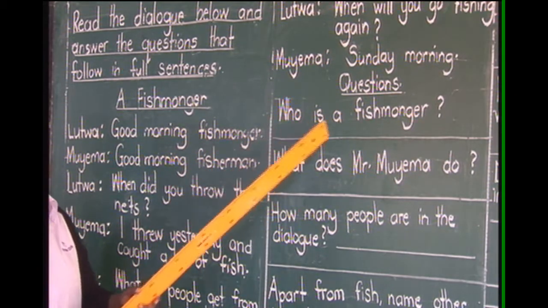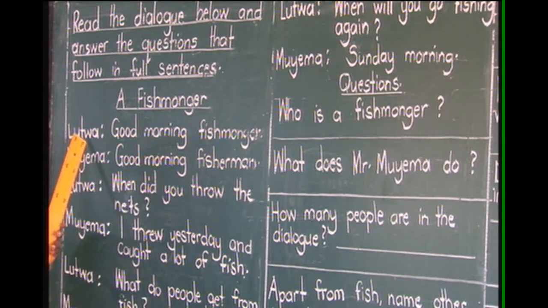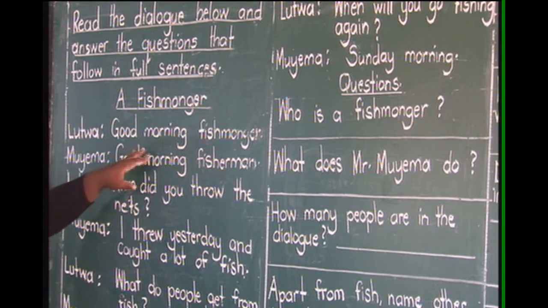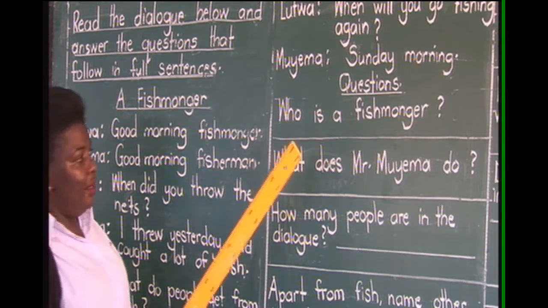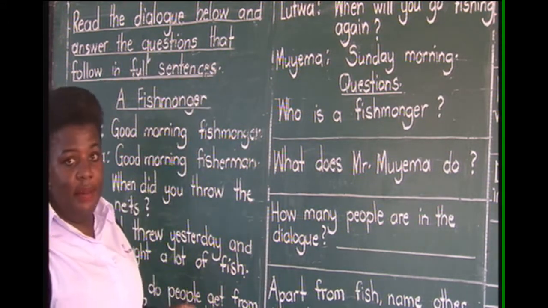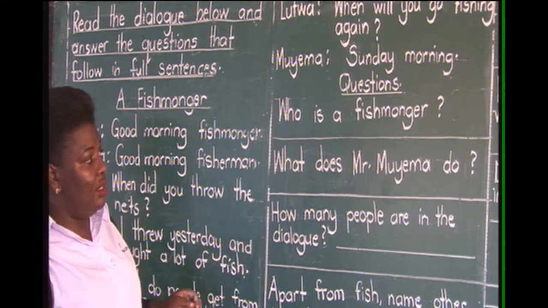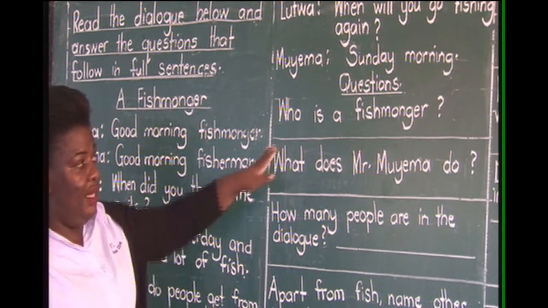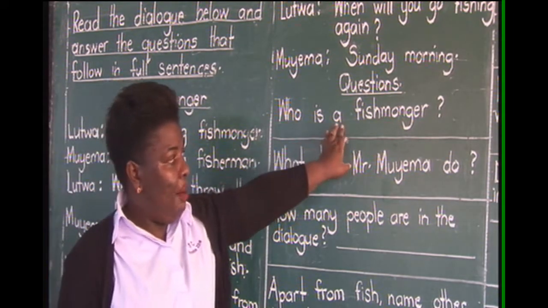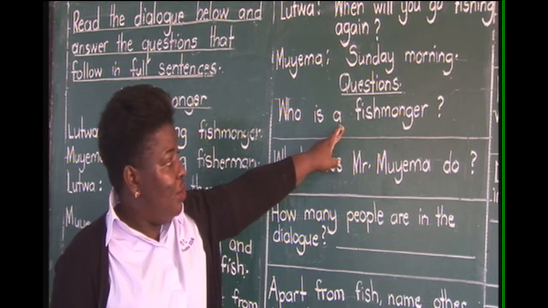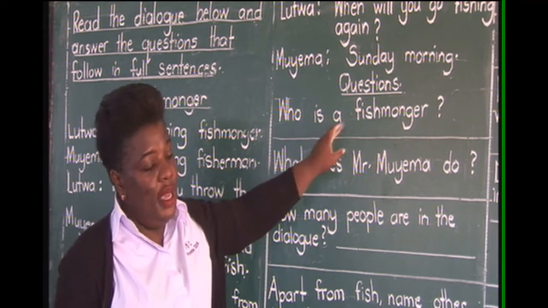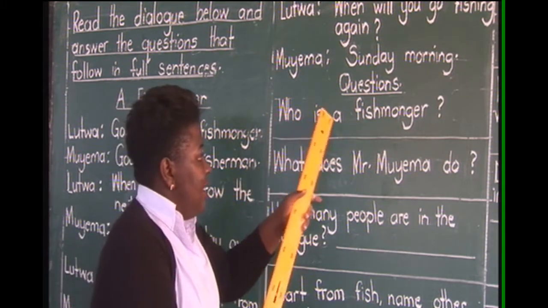So who is a fishmonger? We'll try the one who says, good morning, fishmonger. So who is a fishmonger? According to me, it's Moyema. Remember I told you when you are answering questions, some of the words in the question appear in your answer. Some of the words they use in asking questions will appear in your answer. Who is a fishmonger?